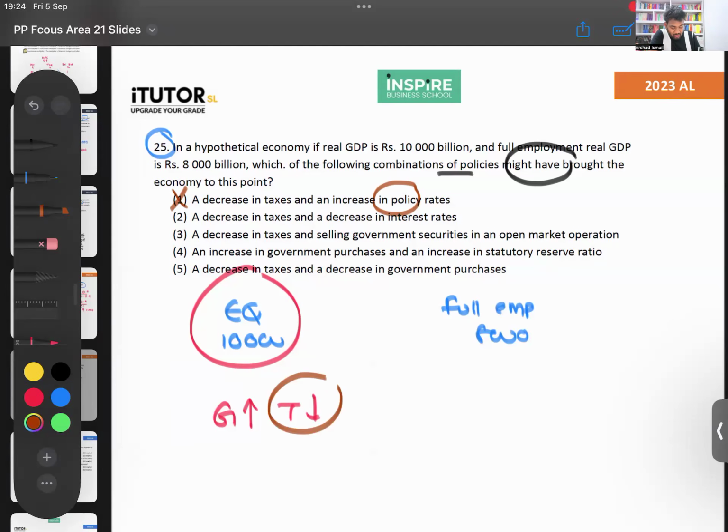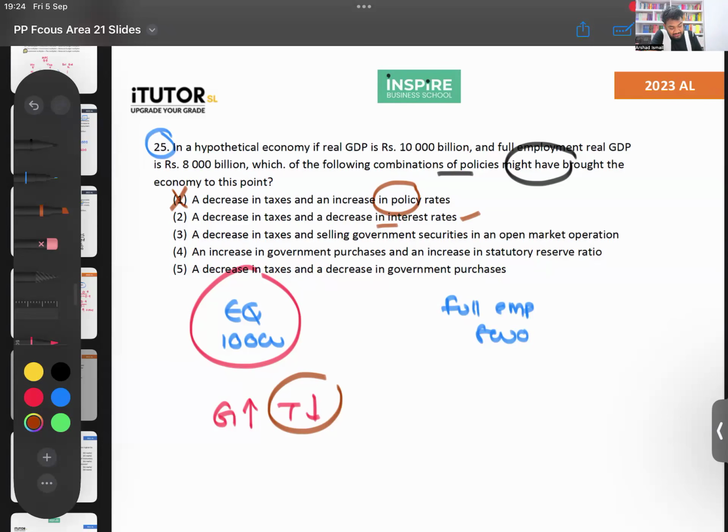So on one side, you reduce taxes. On the other side, if you reduce interest rates, consumption, investment and all will increase. As a result, you might be at equilibrium above full employment. So this could be an answer. We look at the others.